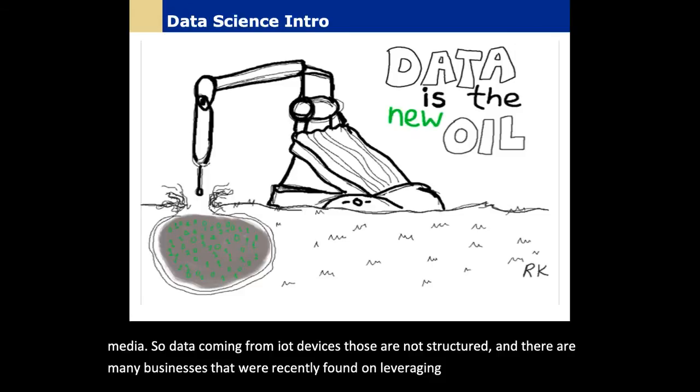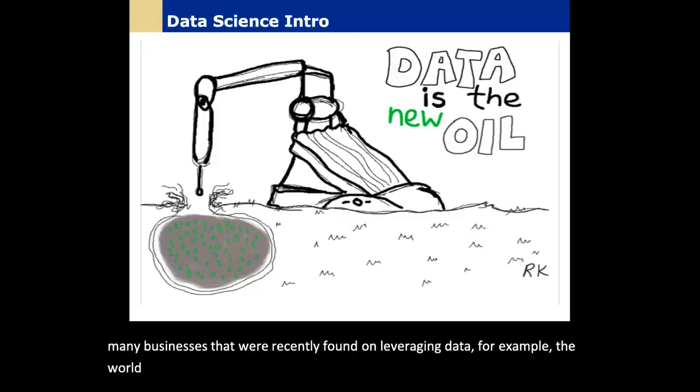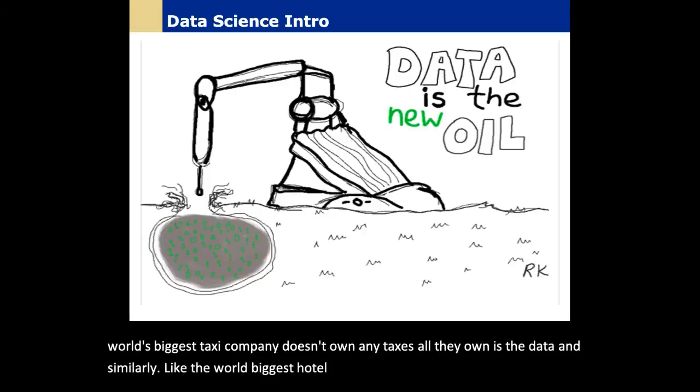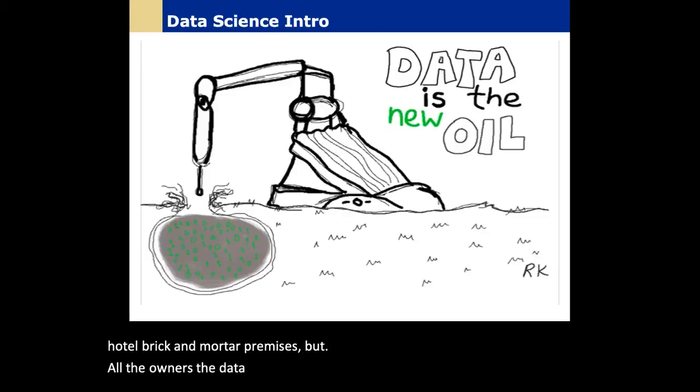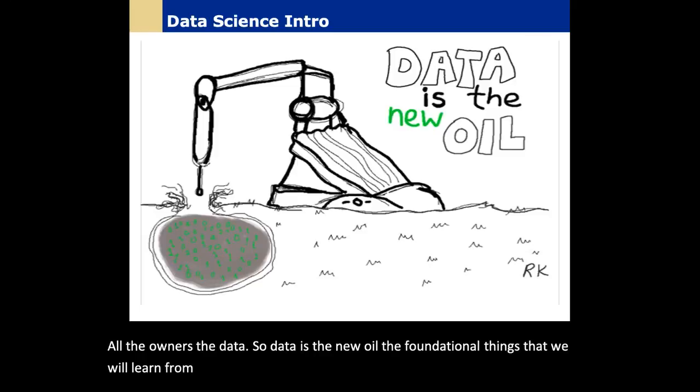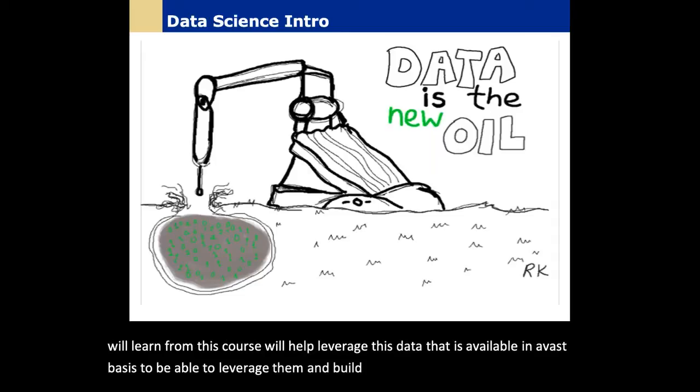For example, the world's biggest taxi company doesn't own any taxis; all they own is the data. And similarly, the world's biggest hotel business does not own any brick-and-mortar hotel premises; all they own is the data. So data is the new oil, and the foundational things that we will learn from this course will help us leverage this vastly available data and build machine learning and data science experiments.